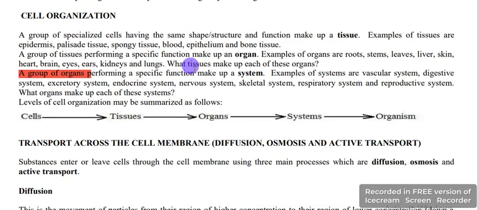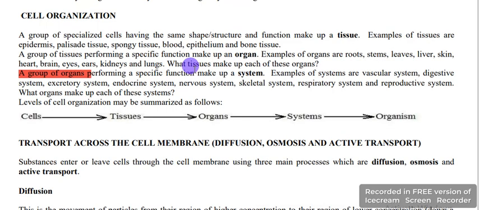For example, a system known as the respiratory system. What kind of organs make up the respiratory system? Please find the answer and share with me. Okay, we have gone there.